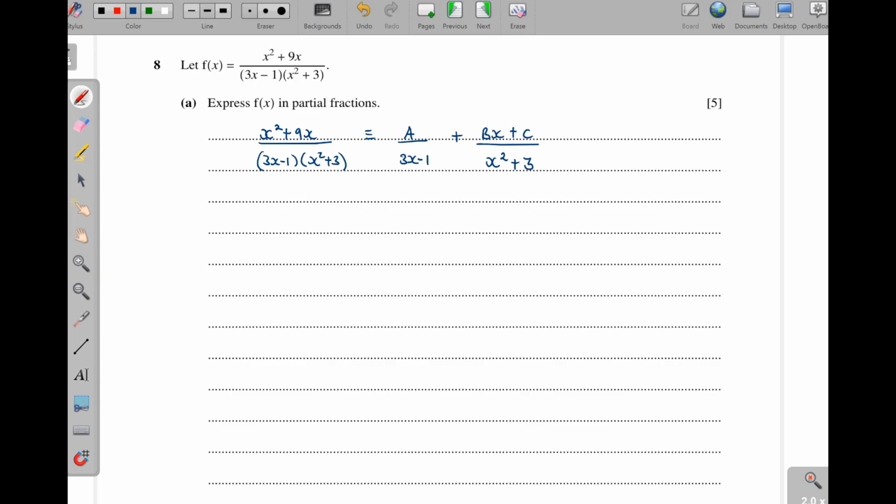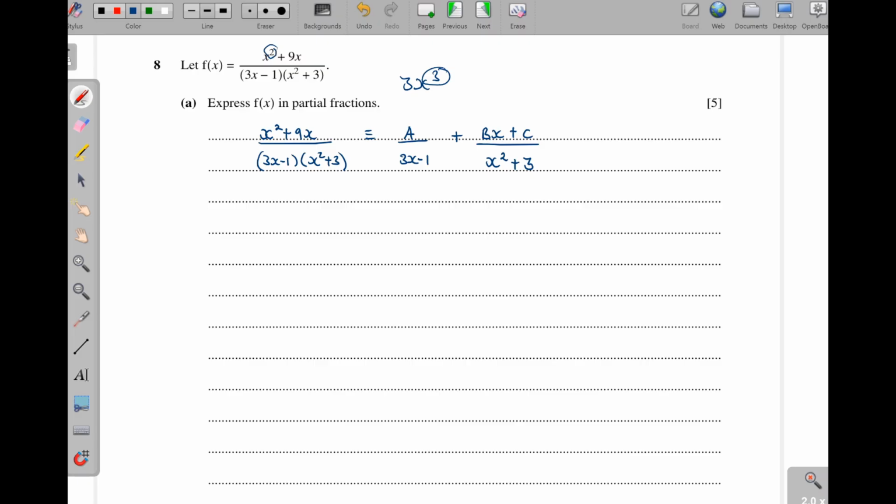But before you express this in partial fractions, you have to first look at the degree of the numerator and that of the denominator. So when I get 3x times the x squared, that one will give me 3x cubed. Okay, so the highest power of x is what we call the degree of the polynomial. It is 3 here, but then here it is 2.